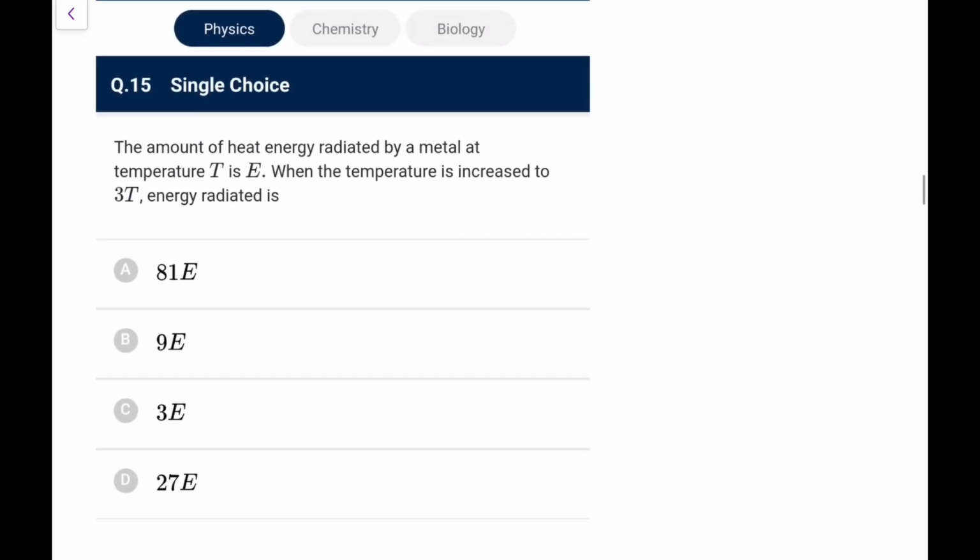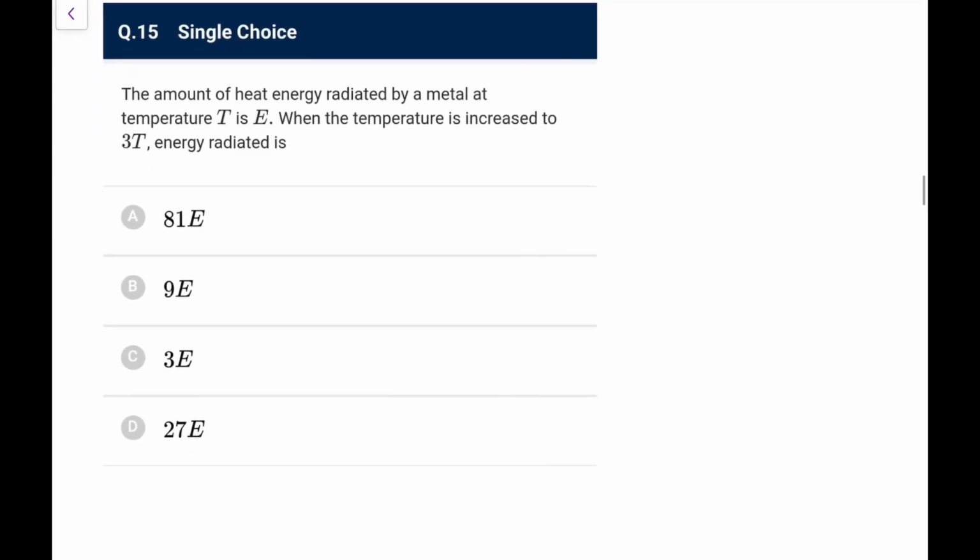Next one. The amount of heat radiated by a metal at temperature T is E. When the temperature is 3T, we know this E is proportional to T to the power 4. So if it is thrice, it will become 81 times. Again, an easy one for you.